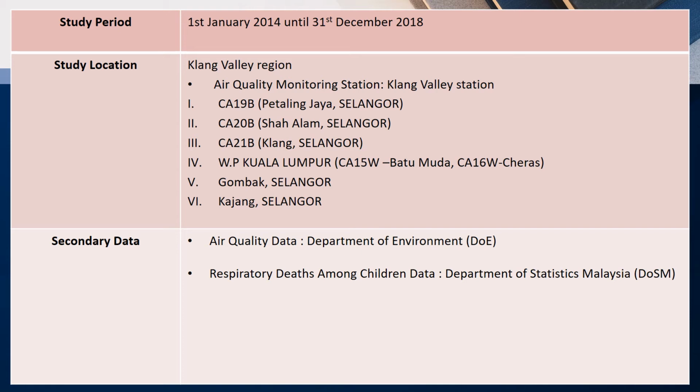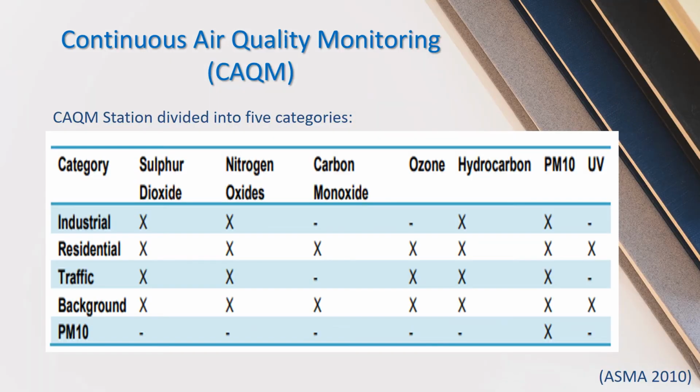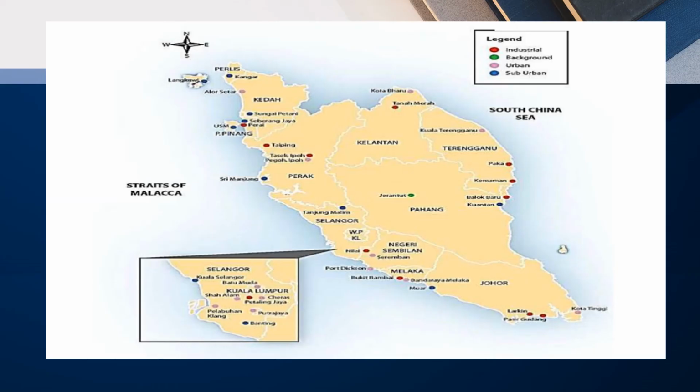For secondary data, air quality data I will collect from the Department of Environment, and respiratory death among children data I will collect from the Department of Statistics Malaysia. This is the air quality standard, and I will only refer to PM10, CO and ozone. Continuous air quality monitoring is divided into 5 categories that contain 7 parameters. This is the continuous air quality monitoring station in Peninsular Malaysia, and the box shows the Klang Valley areas.